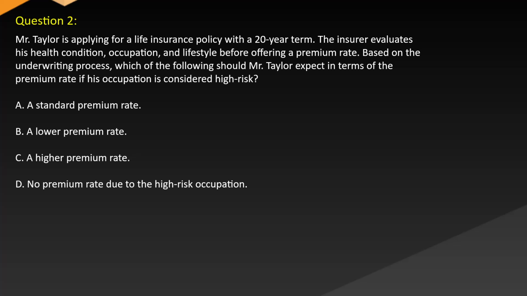The insurer evaluates his health condition, occupation, and lifestyle before offering a premium rate. Based on the underwriting process, which of the following should Mr. Taylor expect in terms of the premium rate if his occupation is considered high risk? A. A standard premium rate. B. A lower premium rate. C. A higher premium rate. D. No premium rate due to the high-risk occupation.